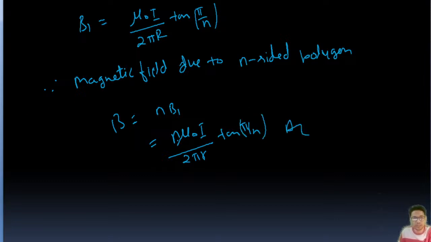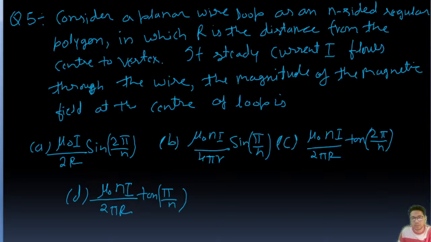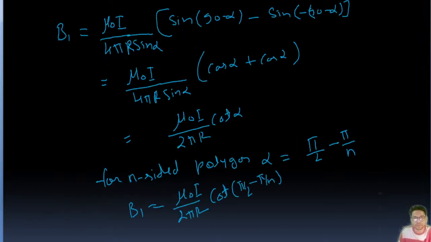Which option is matching? D, mu0 n I upon 2 pi R tan pi by n. Okay, option D is the correct option.